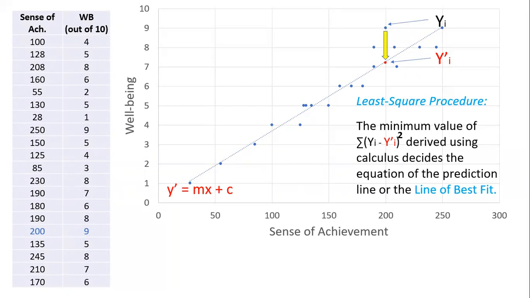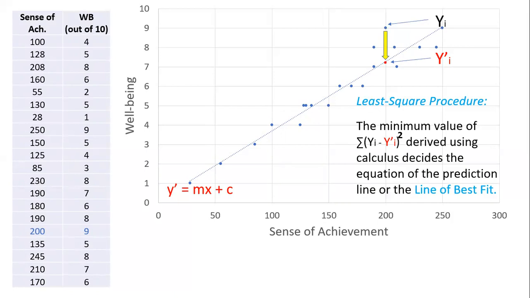Now, if we have understood that well, then the least square procedure is applied to try and find out this prediction line. How does it happen? The minimum value of summation yi minus y prime i whole square is derived using calculus or differential calculus, and that decides the equation of the prediction line or the line of best fit.